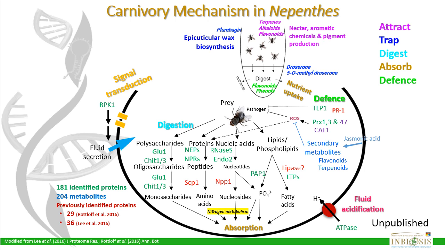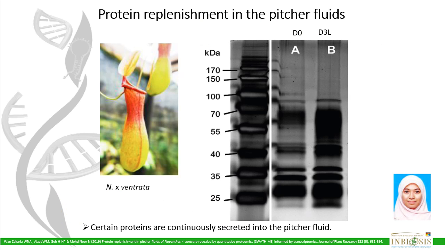And there is also jasmonic acid, which is a stress hormone that potentially induces secondary metabolites for the stress to reduce the oxidative stress in the fluid, including some flavonoid and terpenoid. So as a whole, the omics approach helps us to better understand the carnivory mechanism. We also found that certain proteins are continuously secreted in the pitcher fluid by performing a protein depletion experiment.